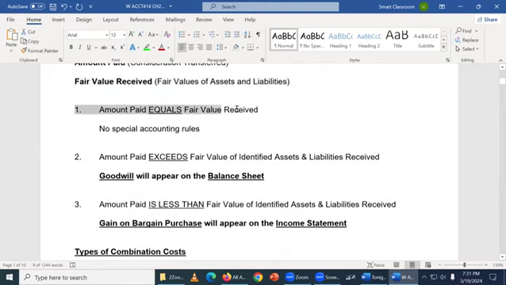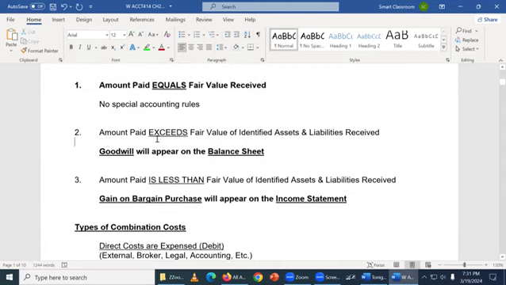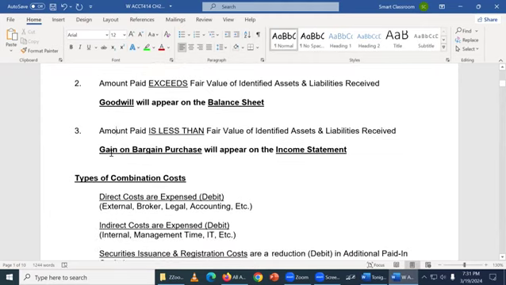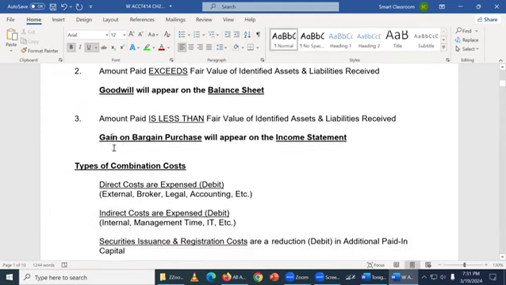We can talk about these as we go on. Amount paid equals fair value received, no special accounting rules. If the amount paid exceeds the fair value, you'll have goodwill. If the amount paid is less than, you'll have a gain on bargain purchase, which we'll talk about later.